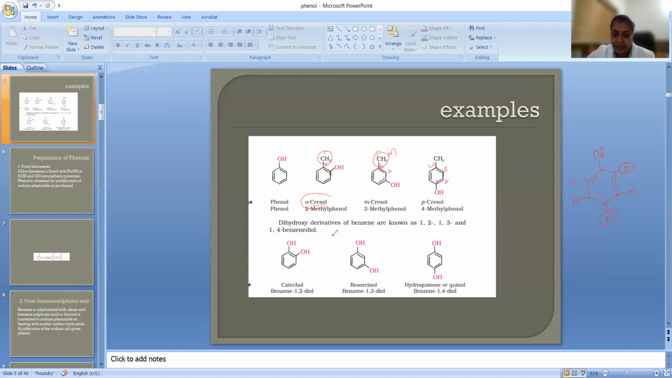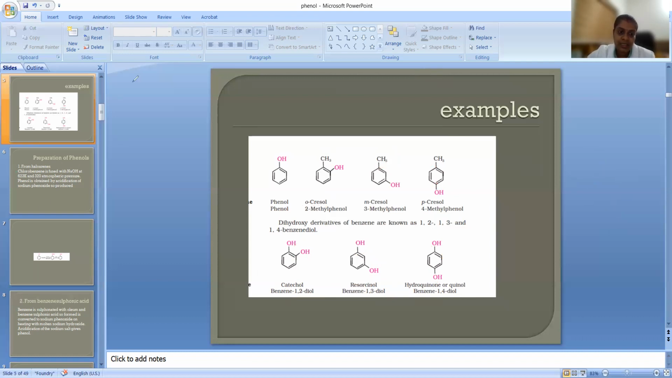Now dihydroxy compounds: if two OH groups are present, we cannot name it with the word phenol. So what will we name it? First, you write the ring, benzene. Which positions? First and second position, 1,2-diol. Here 1, 2, 3, first and third position, so 1,3-diol. Here 1, 2, 3, 4, first and fourth position, then it is benzene-1,4-diol. And all of these have a common name. This is called catechol, this is called resorcinol, and this is called quinol. These are the common names.